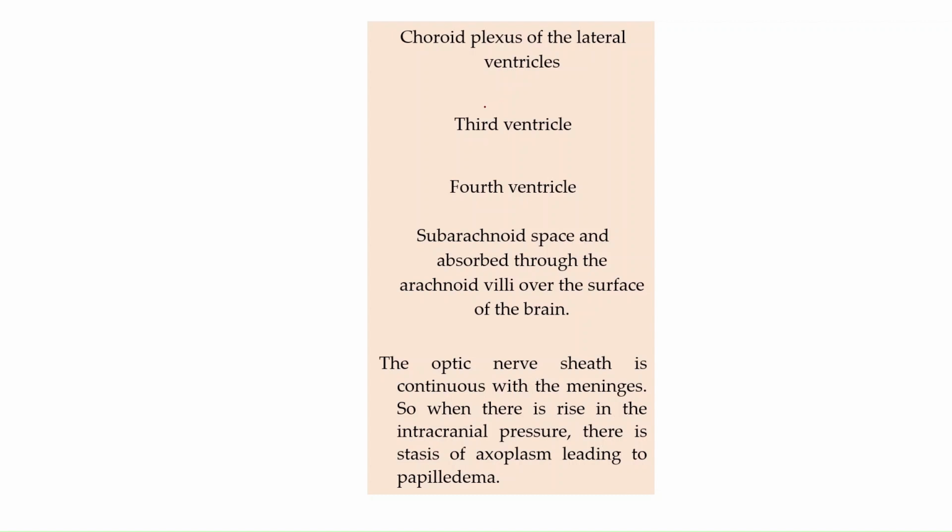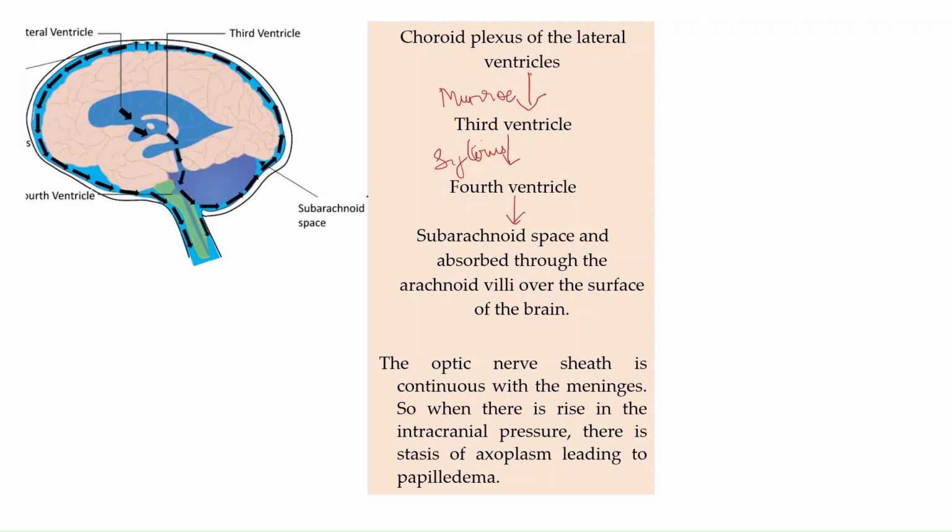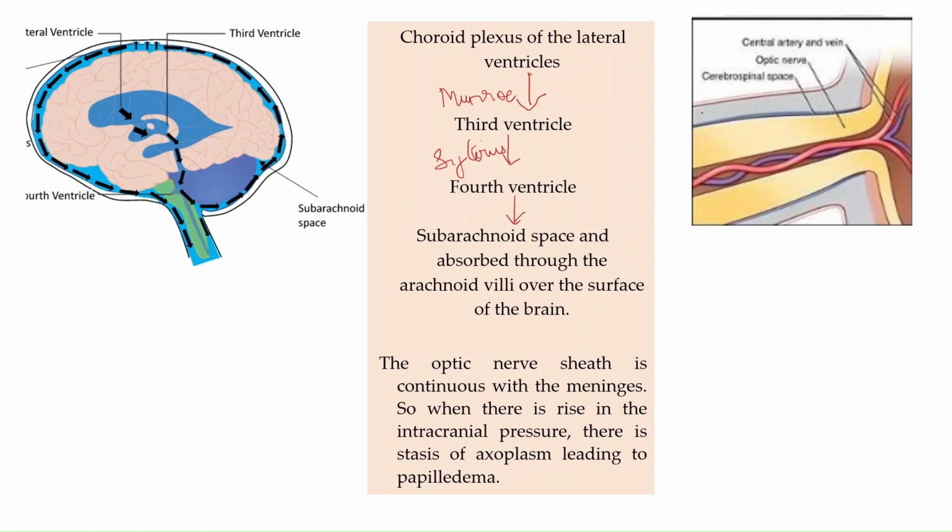So let's understand what happens in the ventricles. The CSF is continuously produced by the choroid plexus of the lateral ventricles, which then passes through the foramen of Monro into the third ventricle, and then through the aqueduct of Sylvius to the fourth ventricle, and then it goes into the subarachnoid space and is absorbed through the arachnoid villi that are present over the surface of the brain. So this is how CSF is formed, circulated and absorbed. What is the connection with the optic nerve? The optic nerve sheath is continuous with the meninges. Normally axoplasm is being transported both ways, to the brain and from the brain.